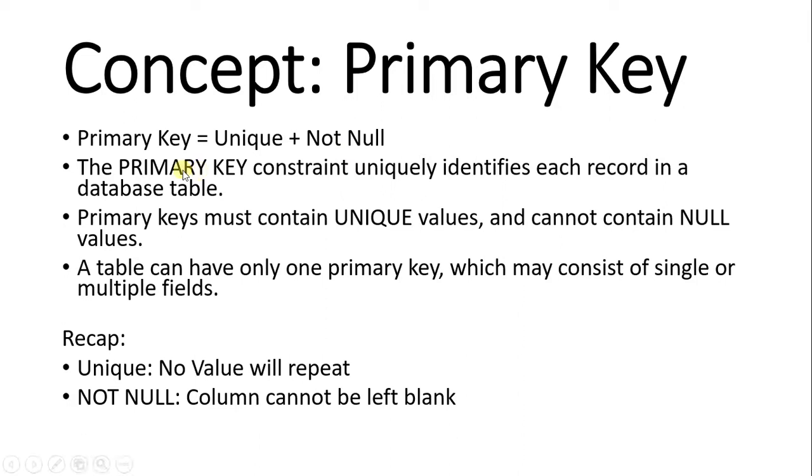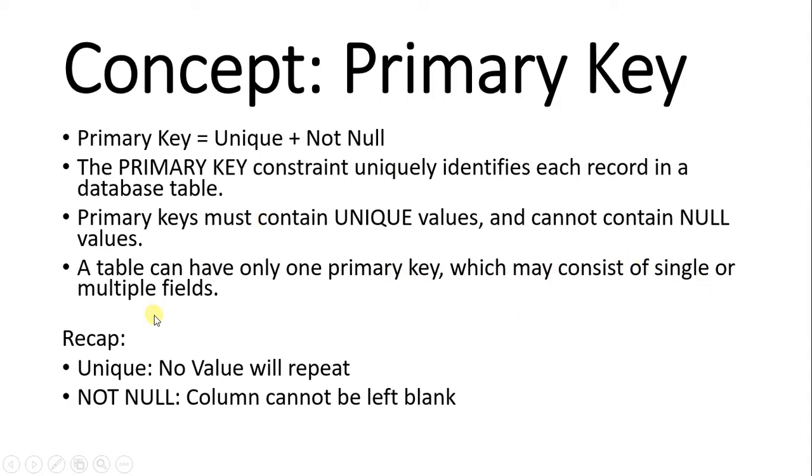Okay, the primary key constraint uniquely identifies each record in a database table. Yes, we have discussed that in the first line. Primary key must contain unique values and cannot contain null values, the same thing that our formula specified. Okay, this is a little bit more important. A table can have only one primary key, which may consist of single or multiple fields.